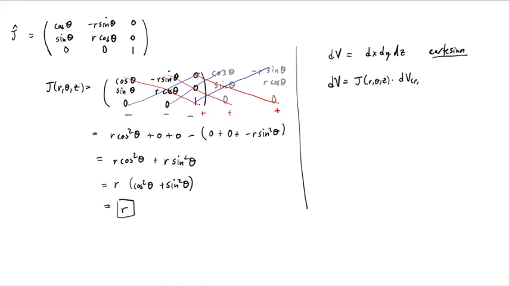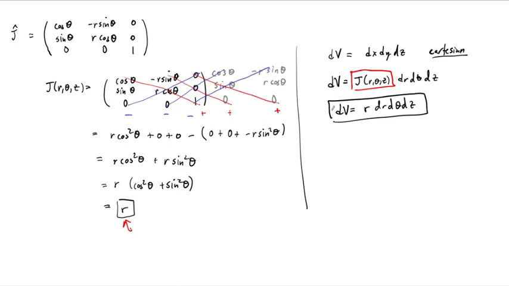So let me just write this a little more clear here. It's this Jacobian times dr d theta dz, and if we've computed here that our Jacobian is just r, then that's the factor that we have to multiply this by. So dV in cylindrical coordinates is r dr d theta dz, and this matches exactly with the geometric justification that we gave at the beginning of this video lecture. This is our cylindrical volume element, and this is what we need to use when we do any integrals in cylindrical coordinates.